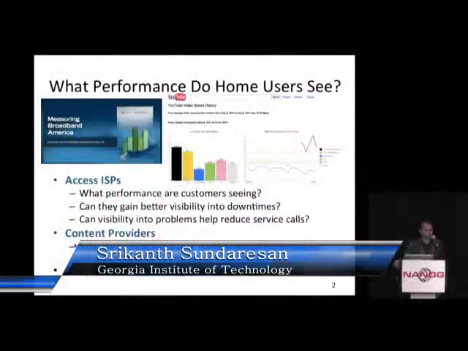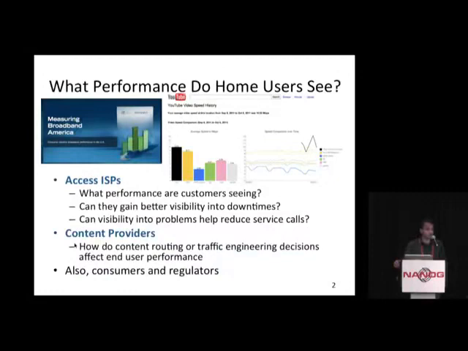Broadband usage is proliferating around the world. There were estimated to be more than 500 million users at the end of 2010, and this number is projected to grow in the future. So naturally, there's a lot of interest in knowing how these networks actually perform. Access ISPs are interested in knowing what performance the customers are seeing and whether they can get better visibility into the access network, and maybe that'll help reduce service calls. Content providers are interested in knowing whether the optimizations that they do to routing and traffic engineering actually deliver a better user experience. Consumers and regulators are also interested in knowing whether access ISPs actually deliver on their promises.